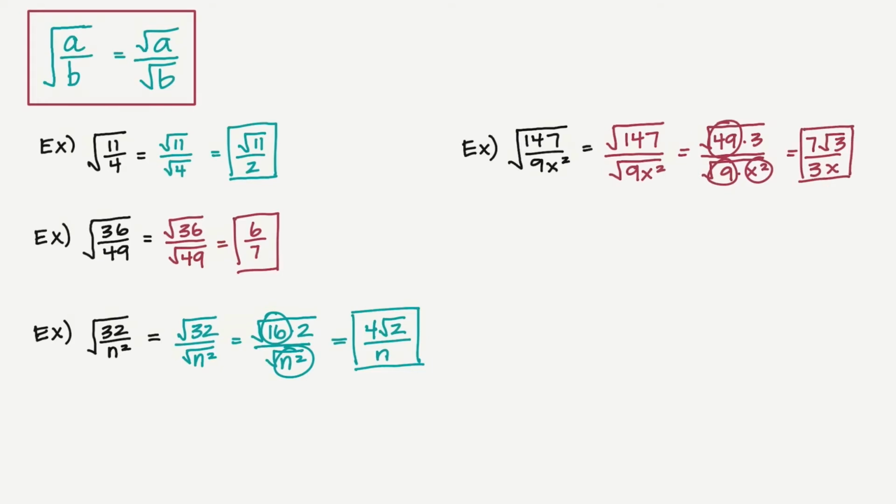Now that 3 and the radical 3 cannot cross cancel because the radical 3 is kind of trapping it inside. So just take note for that.